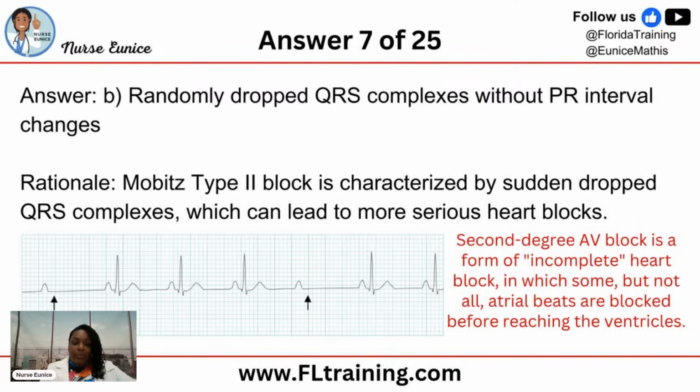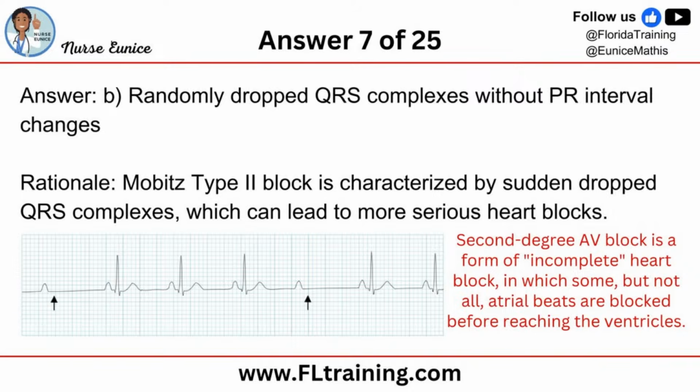This person's heart rate on this strip, you would not count the P waves, you'd be counting the QRS complexes. Their heart rate's 50. So even though this appears to be a little bit faster than some of the other rhythms, because they are dropping complexes, remember, if there's not a QRS, that means that the heart didn't contract, it didn't pump any blood out. So P waves do not produce contractions. So this person's heart rate is 50.